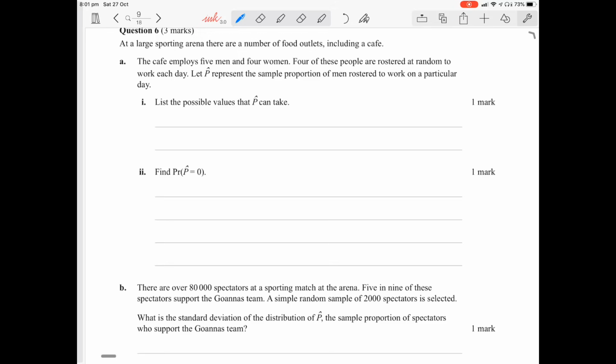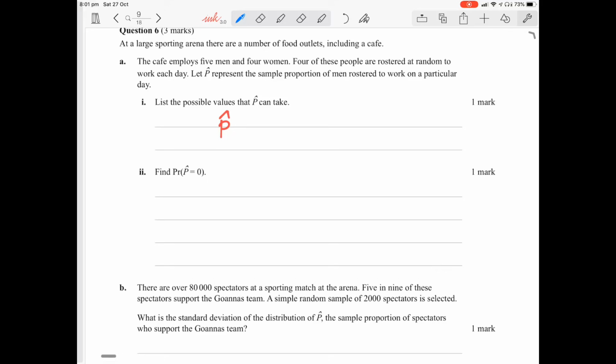A large sporting arena. There are a number of food outlets, including a cafe. The cafe employs 5 men, 4 women. 4 of these people are rostered on at random. Let P hat represent the sample proportion of men rostered on a particular day. List the possible values P hat can take.